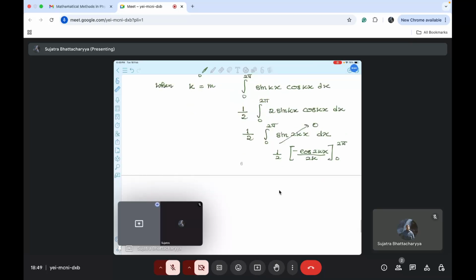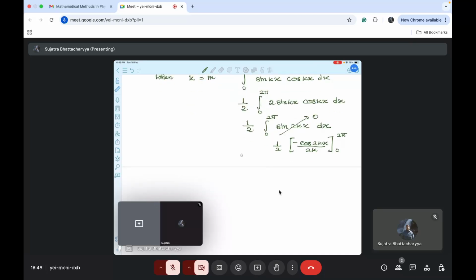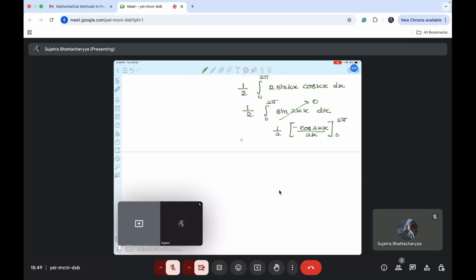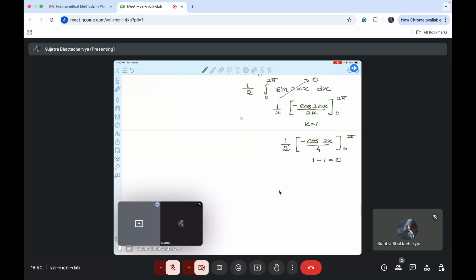Let's just put k is equal to 1 for the time being, for a representation. So we get half of minus cos 2x divided by 2, from 0 to 2 pi, and you get 1 minus 1. This is equal to 0. Okay, so this is 0.